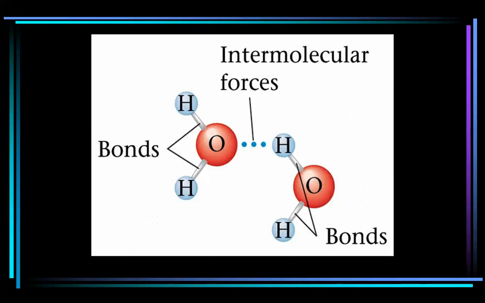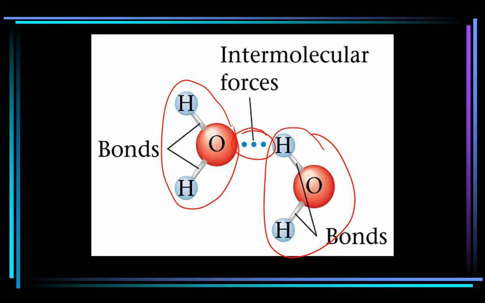Let me show you this picture right here. Okay, so here is Ruthie, and here is Morgan. They are held together by intermolecular bonds. But Ruthie is made up of two hydrogens and an oxygen, and she is held together by intramolecular bonds. Very strong, very weak. Do you see the difference?